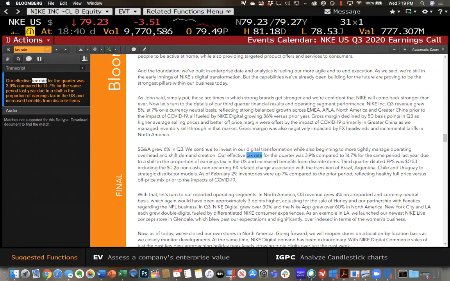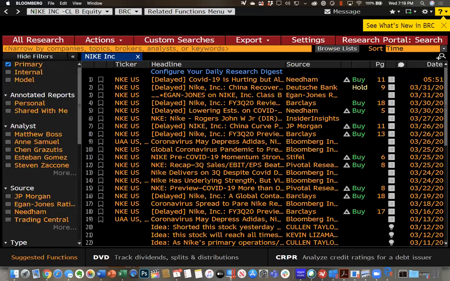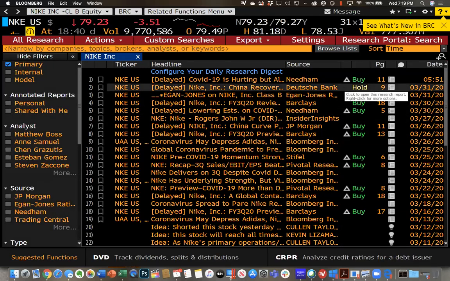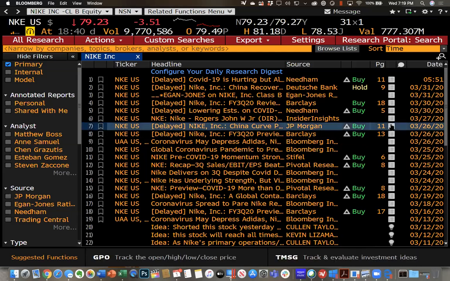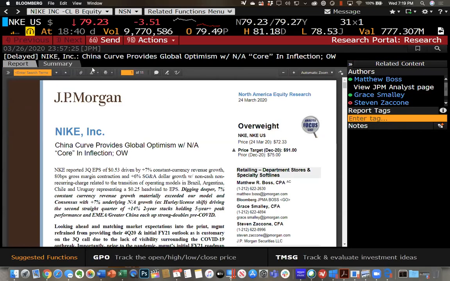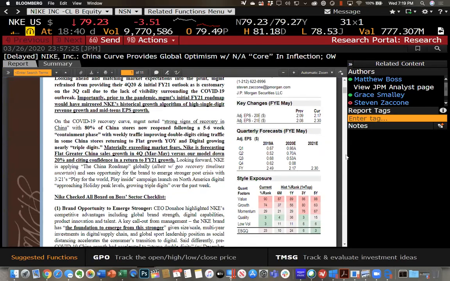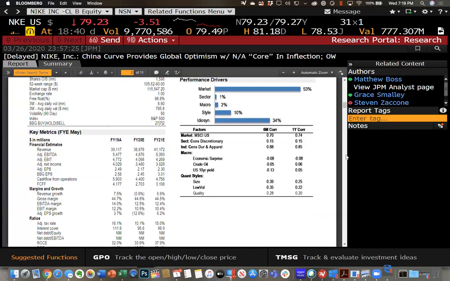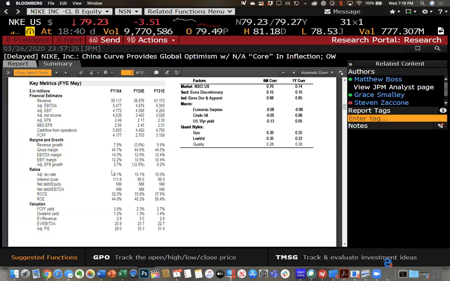So here's the next thing we would do: we would go to an analyst report, because the analysts are also trying to figure out the tax rate. JP Morgan usually puts it in here. So here's a JP Morgan analyst report for Nike, because again, they're doing the same thing we're doing. I'll save this as well. But basically, in the JP Morgan report, right here, they are forecasting tax rate.